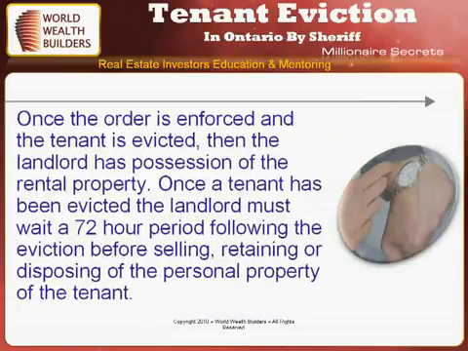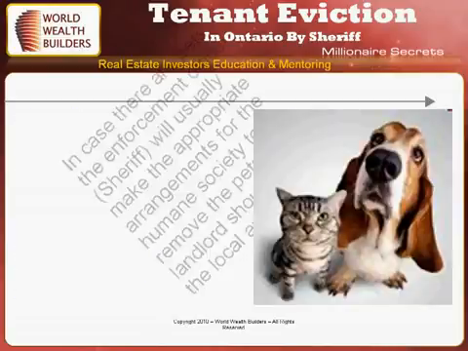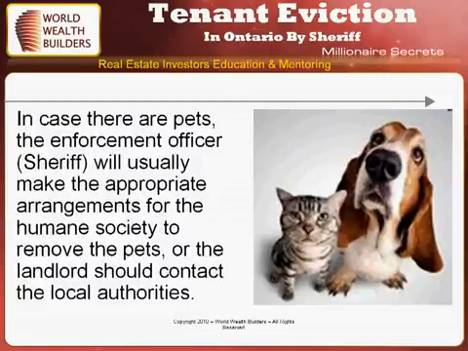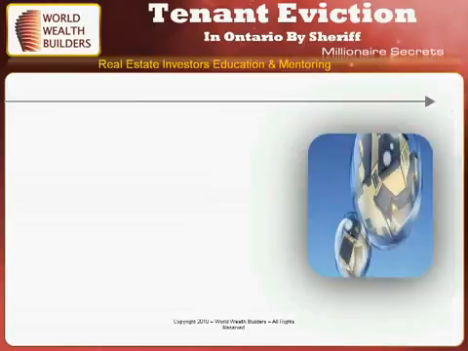Once the order is enforced and the tenant is evicted, the landlord has possession of the rental property. Once a tenant has been evicted, the landlord must wait a minimum 72-hour period following the eviction before selling, retaining, or disposing of the personal property of the tenant. In case there are pets, the enforcement officer or the sheriff will usually make appropriate arrangements for the Humane Society to remove the pets, and the landlord must contact the local authorities.